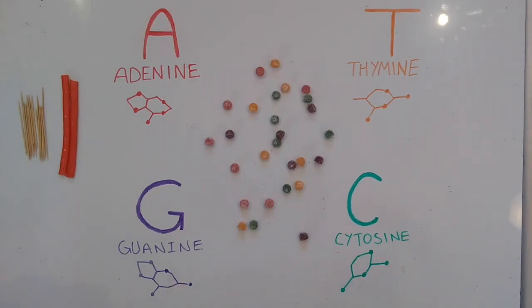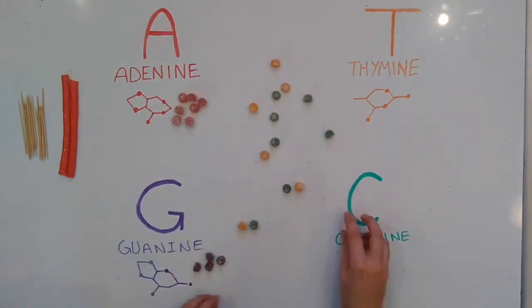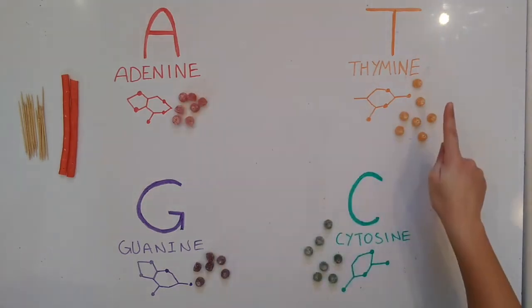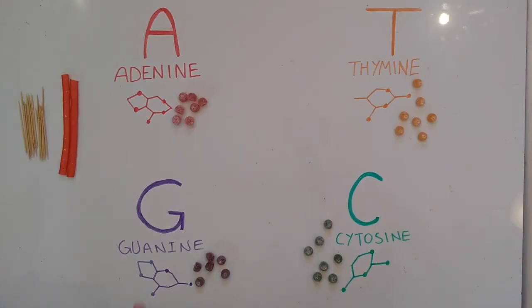The first thing that I want to do is split up our sweets, or DNA bases, into their separate groups. So let's do that now. That's better. So you can see I've used red sweets for A, orange sweets for T, the purple sweets for G, and the green sweets for C. But you can use whatever colours you want, so long as you end up with the 4 separate groups, one for each of your DNA bases.